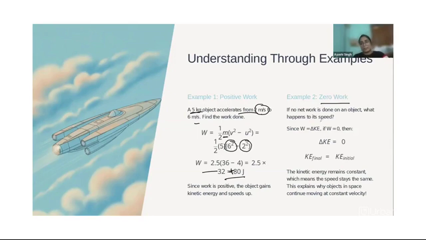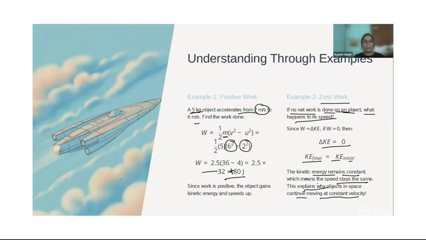Now here is a zero work example. If no net work is done on an object, what happens to its speed? Work done is equal to delta KE. Now delta KE is 0, so KE final is equal to KE initial, right? So the kinetic energy remains constant here, which means the speed stays the same. This explains why an object in space continues moving at a constant velocity.